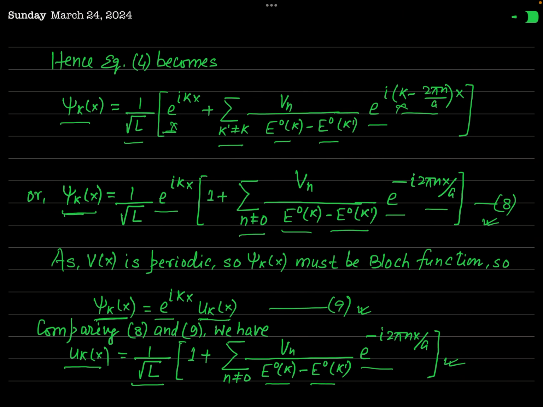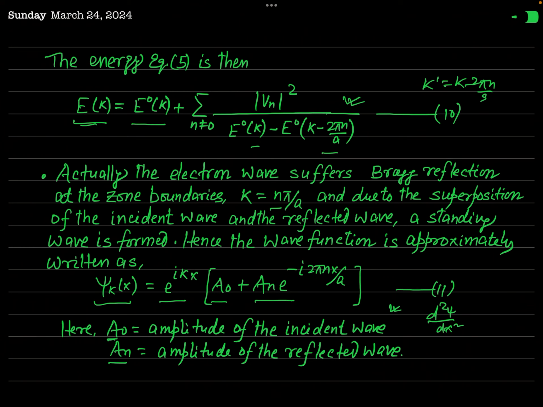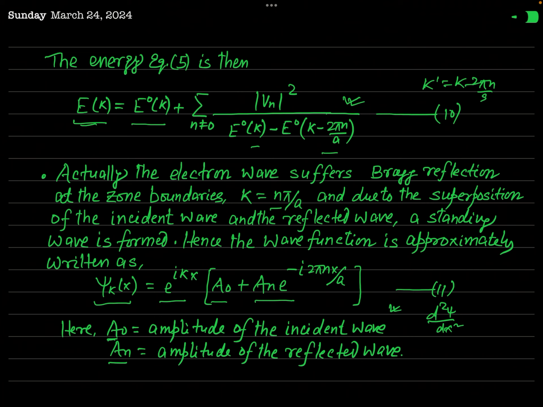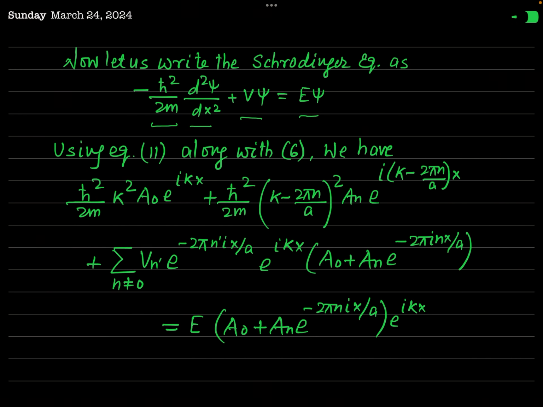In fact, now we will write the one-dimensional Schrödinger equation in a proper manner, and we will substitute the values of all quantities from our previous results. So let us see. We now write the Schrödinger equation in this form. This is minus h bar square over 2m d2 psi by dx square plus V psi equal to E psi. Okay? This is one form of writing the Schrödinger equation. Now, as I have told you, after differentiating this equation 11 two times with respect to x, you can obtain the value of this d2 psi by dx square, okay?